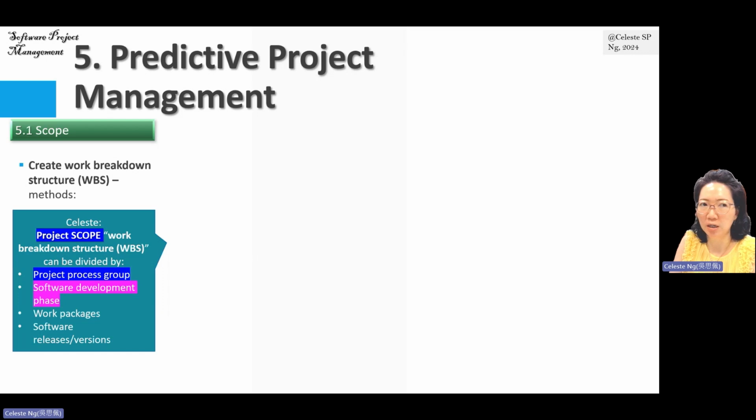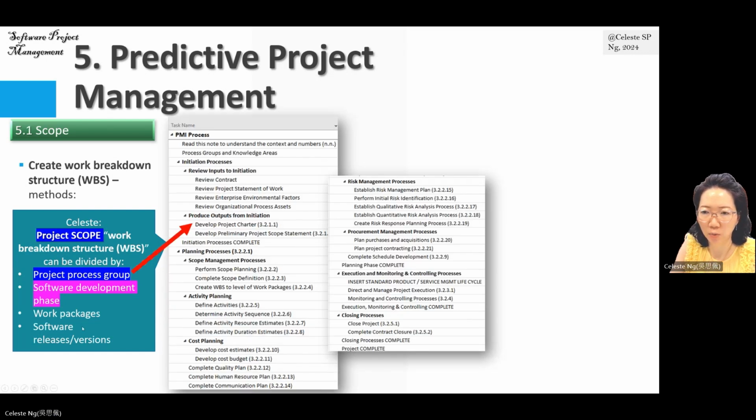It is actually a structure, or a diagram, or a document that shows the subdivided work or scope in our project. All right. So we are going to break down our project scope, right? And our project scope can be divided by what? Either by project process group.